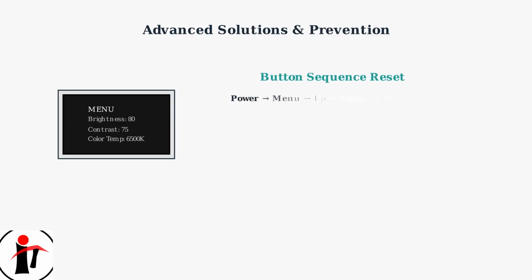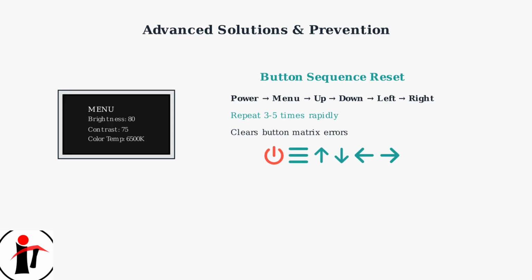The button sequence reset involves rapidly pressing all monitor buttons in a specific order. This method can clear button matrix errors that prevent proper menu navigation.